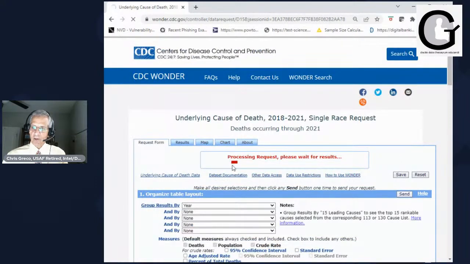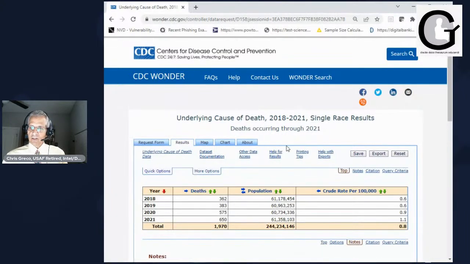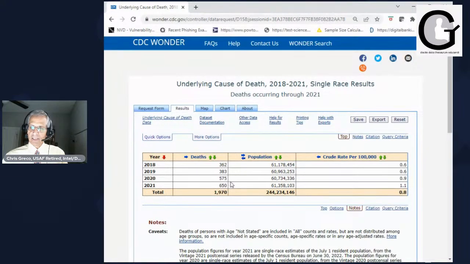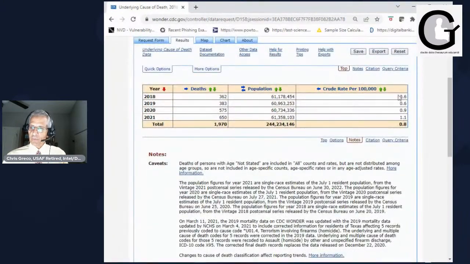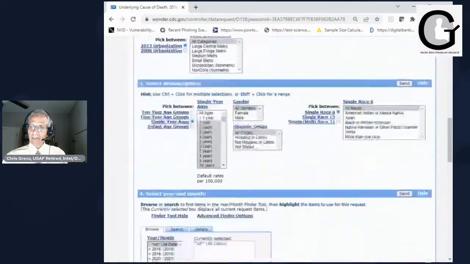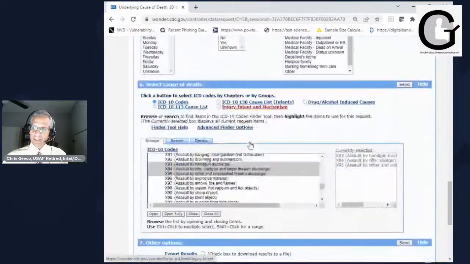When I send this, it'll process it. And sometimes it can take a while, maybe 40 seconds, whatever. And there it is. So these are the years you have here. Look at the deaths just from assault. Deaths from assault by a gun for ages 1 to 15, right? This is what they have. And this is the crude rate, very small, right? Per 100,000. So 1,970. Now, if I were to go back to the request form and add something, I'm just going to remember that 1,970 there.